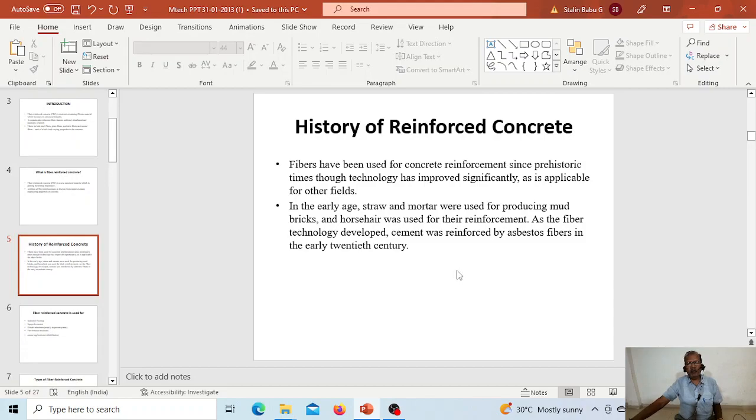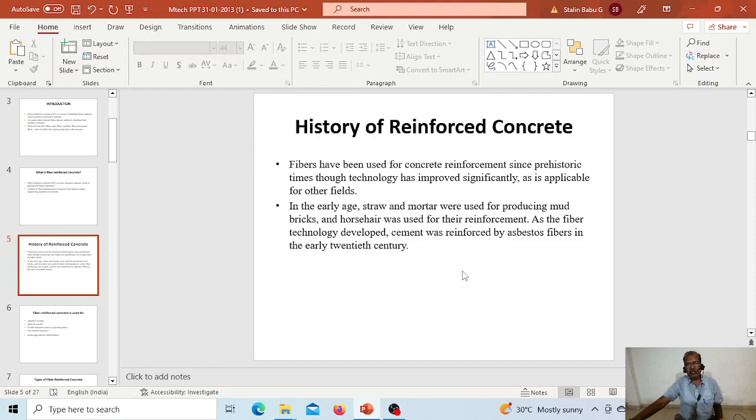as is applicable for other fields. That is fiber. Suppose we are preparing a wooden table with wood. When you use fiber reinforced material instead of wood, it has much more strength than wood. That is also history. Earlier, 30-40 years back, we used fiber reinforced concrete.